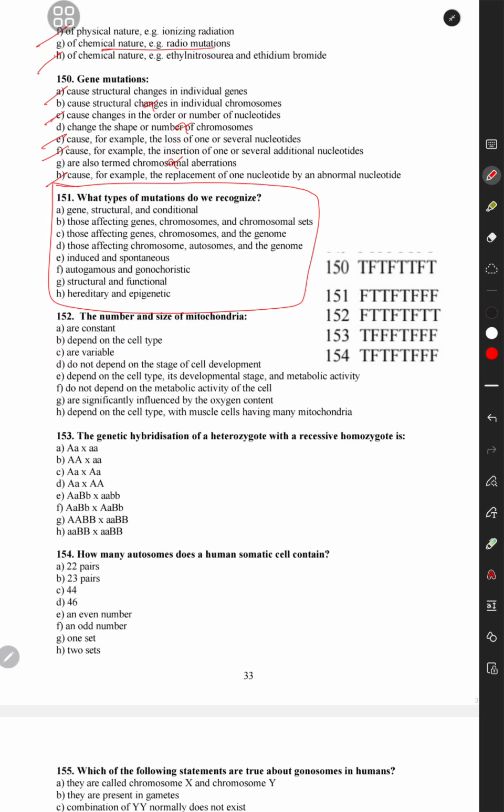The number and size of mitochondria are constant, depend on the cell type. Yes. Are variable, do not depend on the cell type, its developmental stage, and metabolic activity. Do not depend. Significantly influenced by oxygen content, depend on the cell type, muscle cell having many mitochondria. False, true, true, false, true, false, true, true.